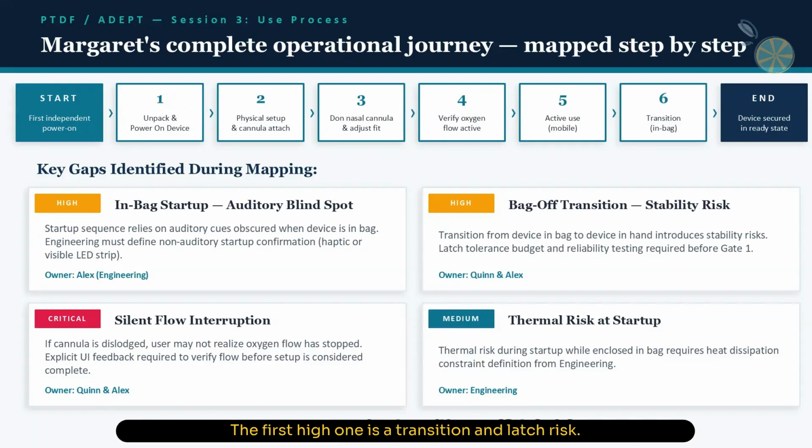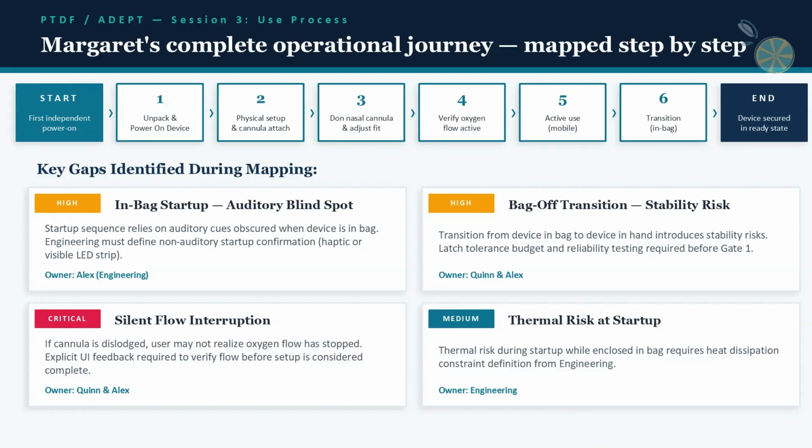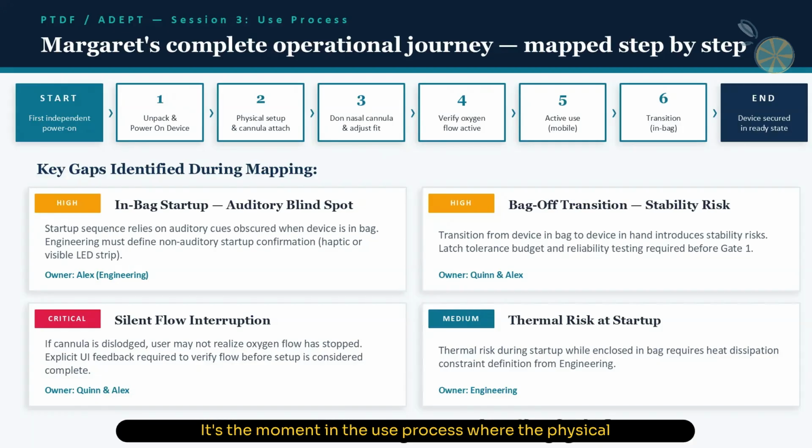The first high one is the transition and latch risk. Step 6 is Margaret moving the device into the carry bag. The mechanical reliability of that attachment, how it seats, how it locks, how it releases, is rated high. It's the moment in the use process where the physical interface between device and system is most exposed.